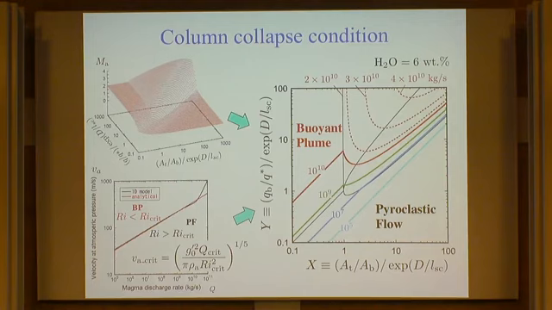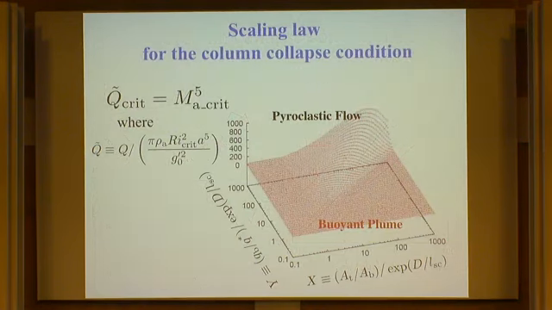And from these results, eventually we get a kind of scaling law for the column collapse condition in the space of x and y. And this is the normalized, dimensionless critical magma discharge rate, above which the buoyant plume is no longer stable and becomes pyroclastic flow, and below this surface, the buoyant plume becomes stable.